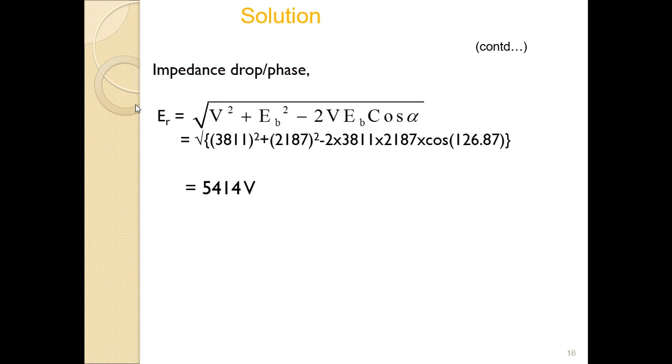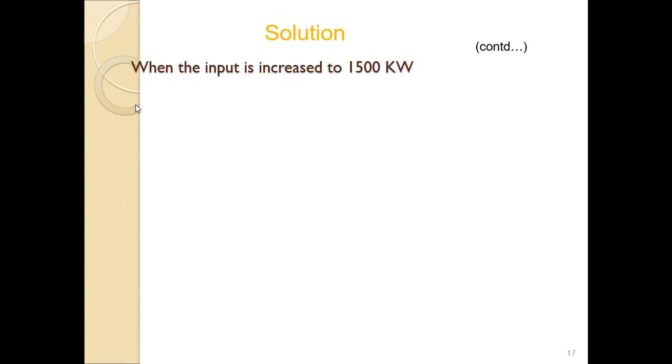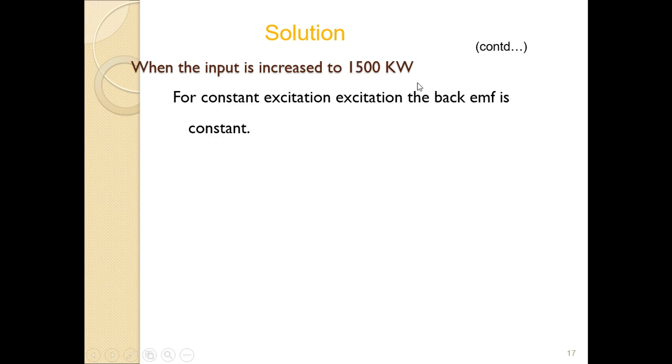So ER we calculated. Next, what he given, we have to calculate the current power factor at a new load. What is the new load? He given the input as 1500 kilowatts. The input is increased by 500 kilowatts. So that is 1000 plus 500, that is 1500 kilowatts.